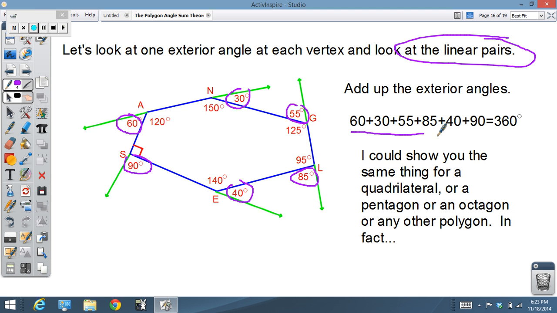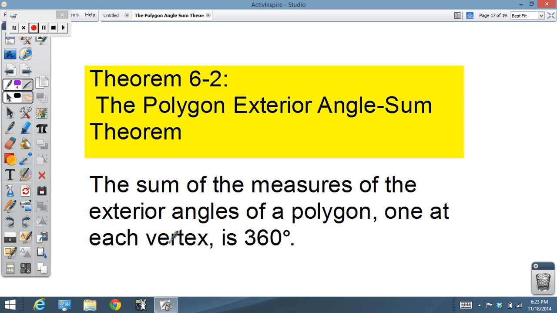Look what happens when we add them up. They add up to 360. I could show you the same thing for any other polygon: quadrilateral, pentagon, octagon. In fact, for any polygon, the sum of the exterior angles, one at every vertex, must be 360. Exterior angles always add up to 360, no matter how many of them there are.